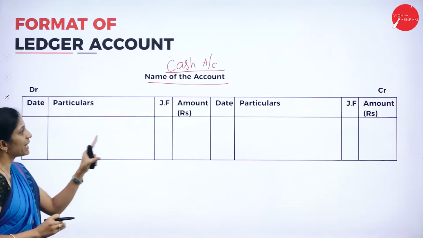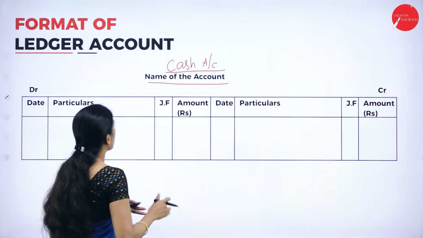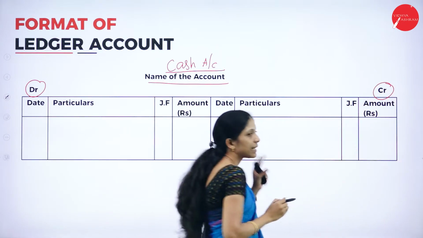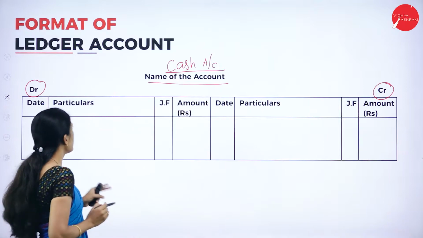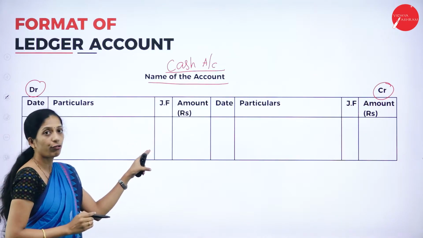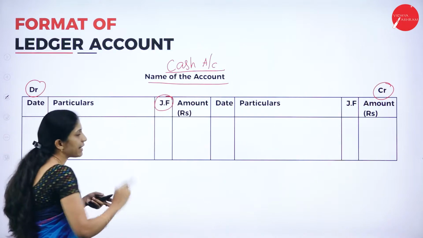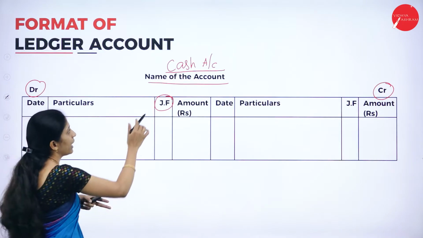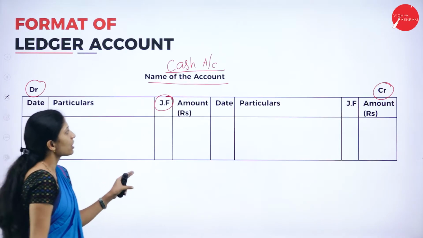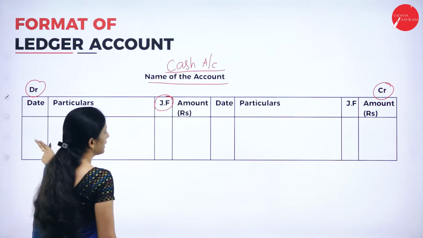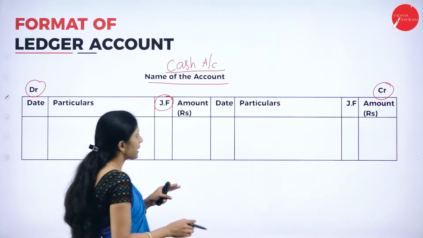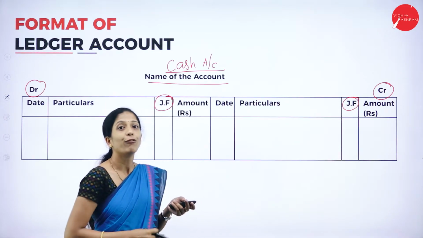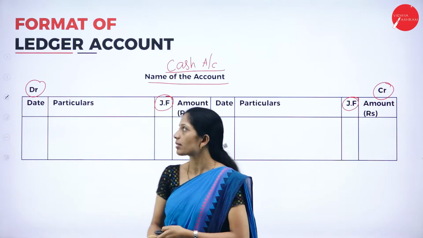It will have a debit as well as a credit side, indicated by DR and CR, which indicate debit side and credit side. Under the debit side, date, particulars, journal folio. I have already told you, in ledger, we record the page number of the journal, which is called journal folio. So, journal folio, amount. This much will be the debit side. And coming to the credit side, same: date, particulars, journal folio, amount. So, this will be the format of ledger accounts.